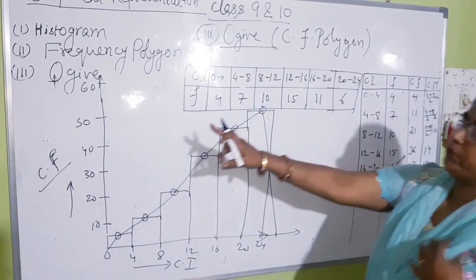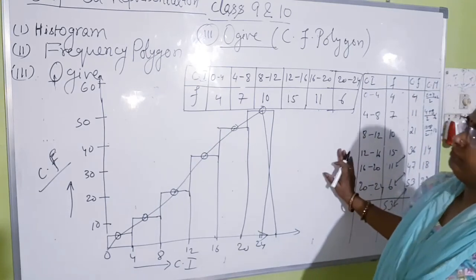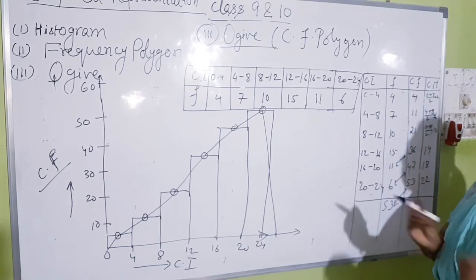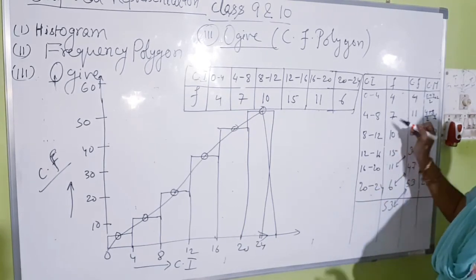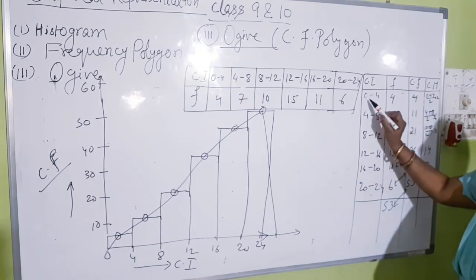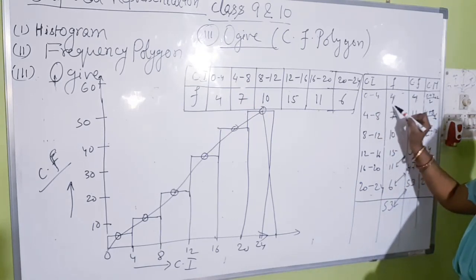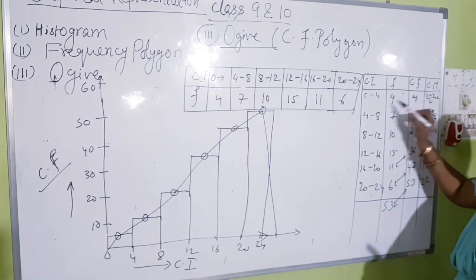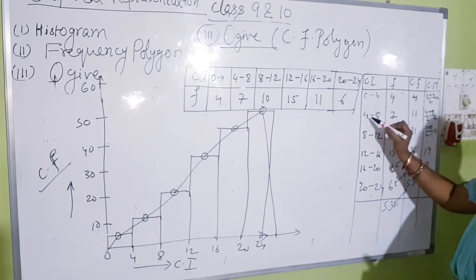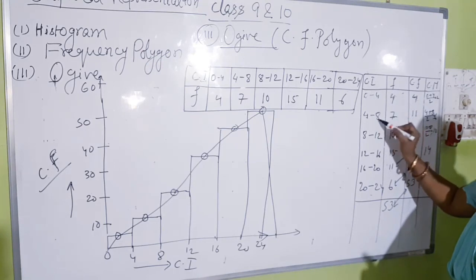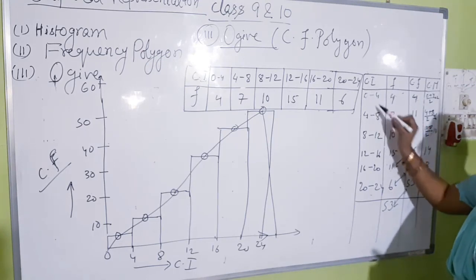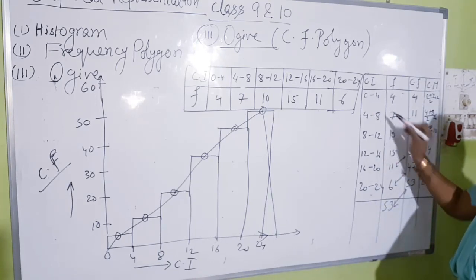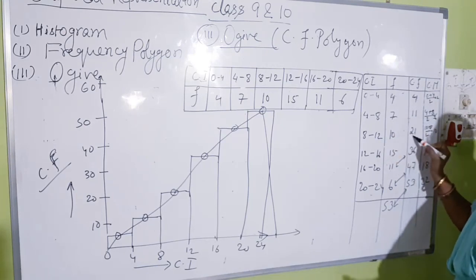Your last topic was the ogive, the cumulative frequency polygon. Cumulative frequency and frequency have some difference, and I would like to explain what the difference is. Between 0 to 4, there are 4. Between 4 to 8, there are 7. But cumulative means 0 to 4 is 4, and again 4 to 8 means from 0 to 8, there are 11. From the beginning till 8, 11. Again 21 means from 0 to 12, there are 21.